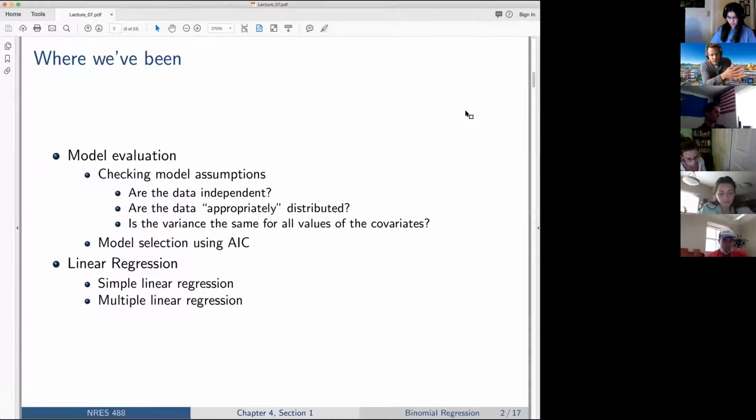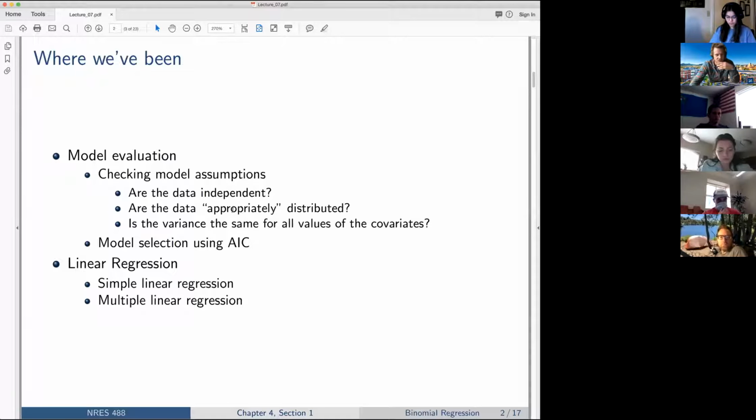So where have we been so far? We have talked about model evaluation, and this consists of two components. Checking model assumptions, that is, if they meet the assumptions of our linear regression models, and then choosing, if they do meet the assumptions and we have more than one model, which model do we choose? So we talked about model selection using AIC, Akaike's information criterion.